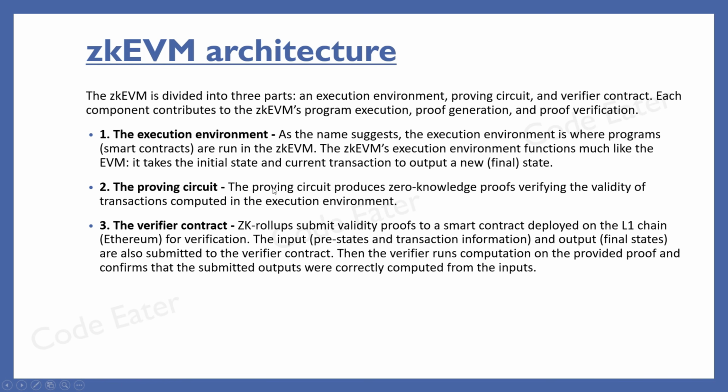zero knowledge proof. So the proving circuit produces a zero knowledge proof verifying the validity of the transaction computed in the execution environment. Then zk rollup submits this validity proof to the smart contract, and with the help of these three components we create this zkEVM architecture.